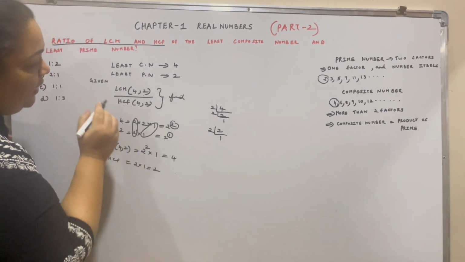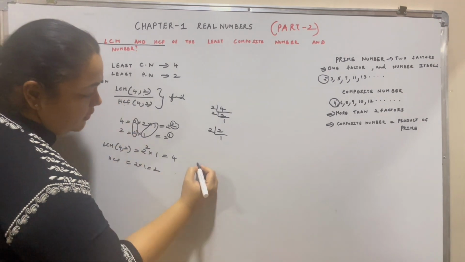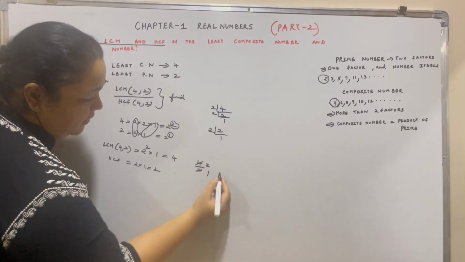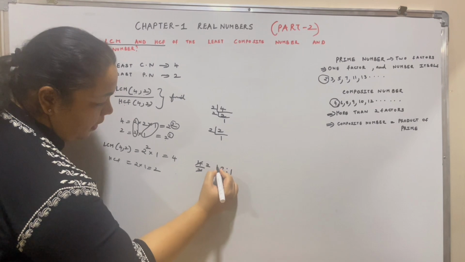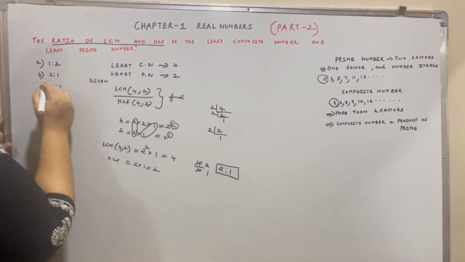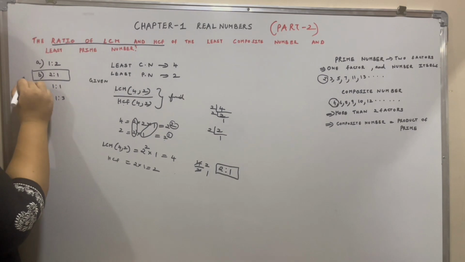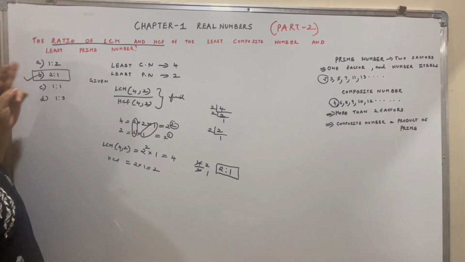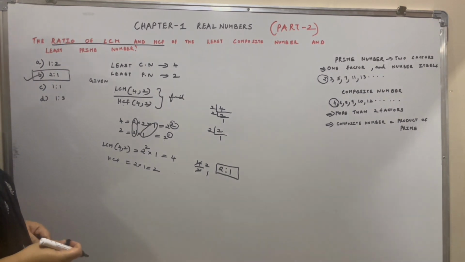So we found the ratio of LCM by HCF. 4 by 2 is equal to 2. So the ratio will be 2 is to 1. 2 is to 1 is the answer. So B is the right answer. Read the question and you can find the answer easily.